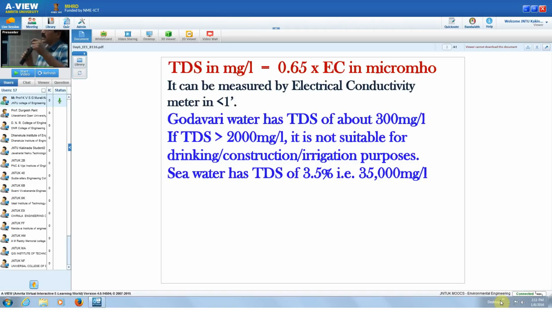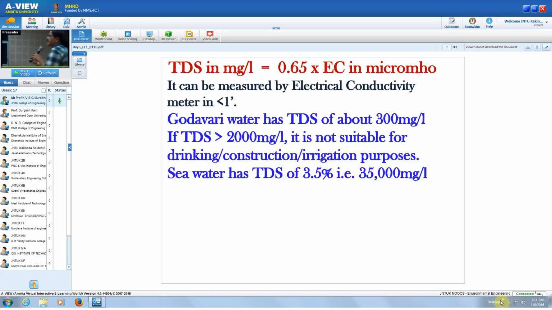Even for sewage coming out of an industry, if the dissolved solids are to be found, the limit is 2000 mg per liter. If the sewage contains more than 2000 mg per liter, it cannot be disposed of on land. It causes a danger to the land. It is not suitable for irrigation. It should not be let out into any water body like a lake. 2000 is the maximum possible limit.